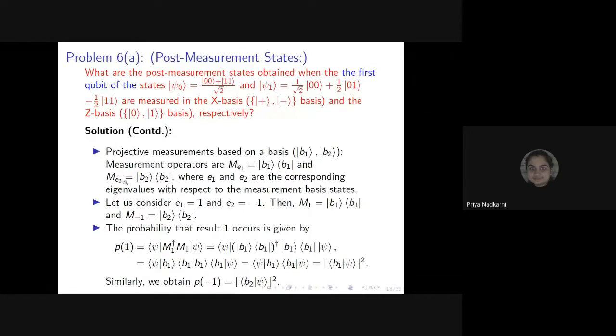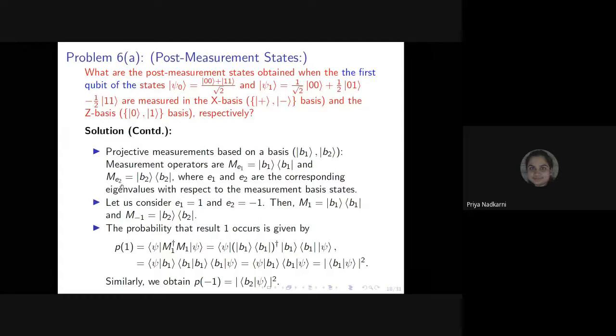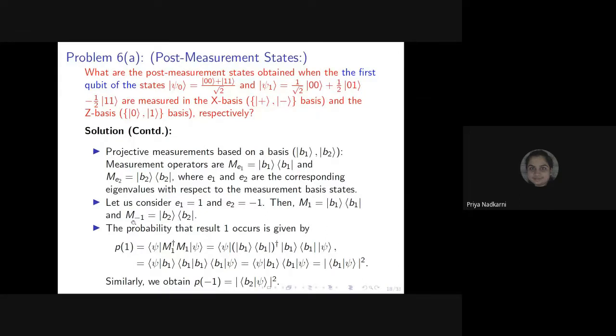So these two measurement operators project the state onto the states B1 and B2. Here, E1 and E2 correspond to the corresponding eigenvalues with respect to the measurement basis states. For now, like we saw through the lectures, the eigenvalues are usually plus and minus 1 for the 0 and 1 states, for the X and Z operators. So let's set E1 to 1 and E2 to minus 1. Then we have M1 is |B1><B1| and M minus 1 is |B2><B2|.